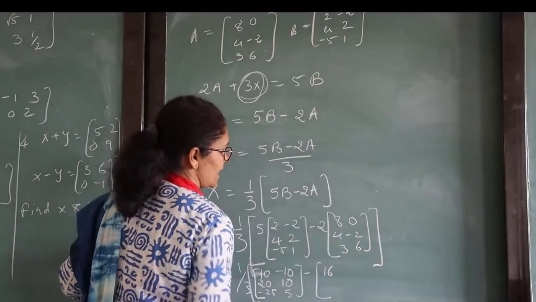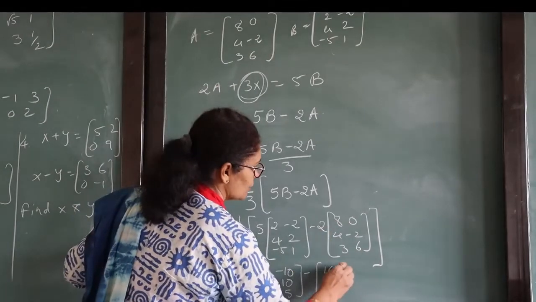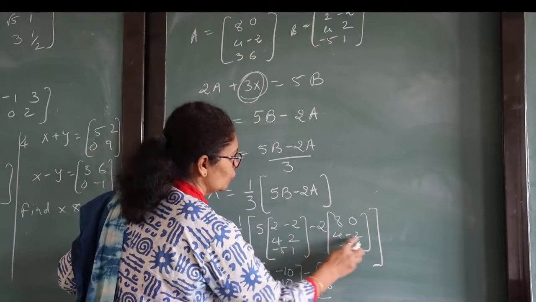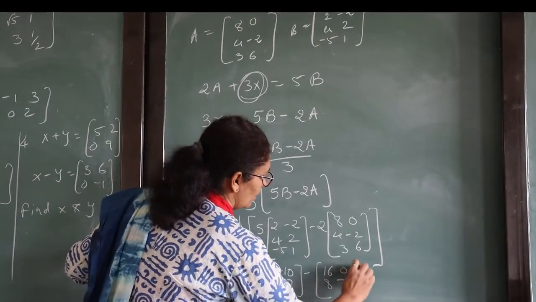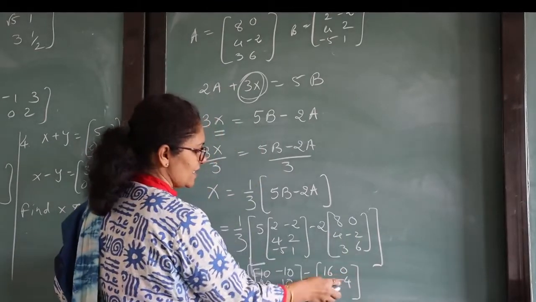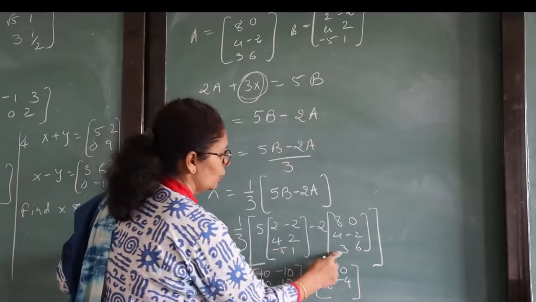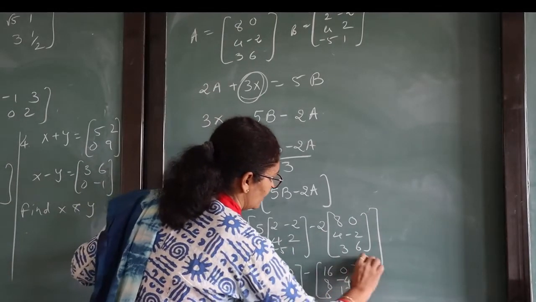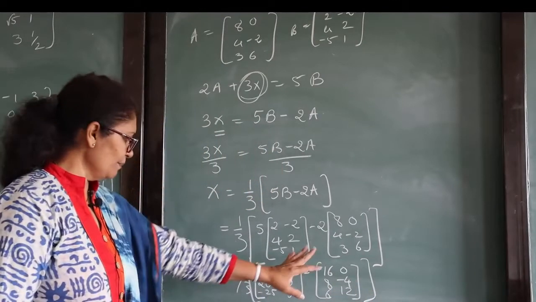2 8s are 16 and 2 into 0, 0. 2 4s are 8 and 2 2s are 4. But here there is a minus sign, so we have kept minus. 2 3s are 6 and 6 2s are 12. Complete. Now we simply subtract it.